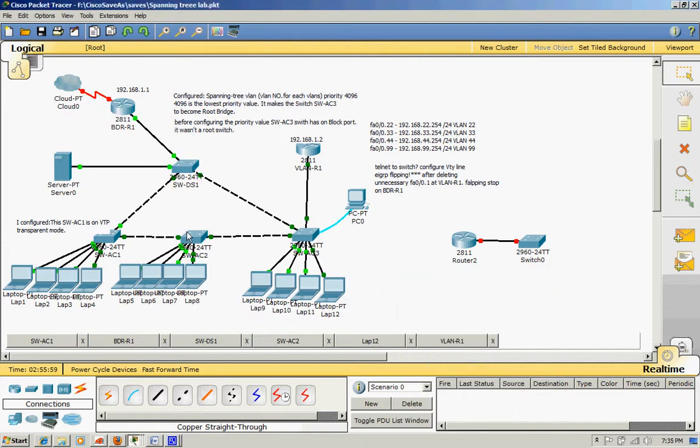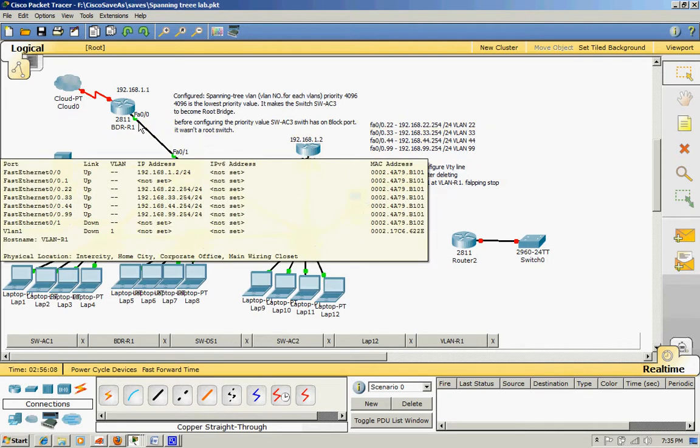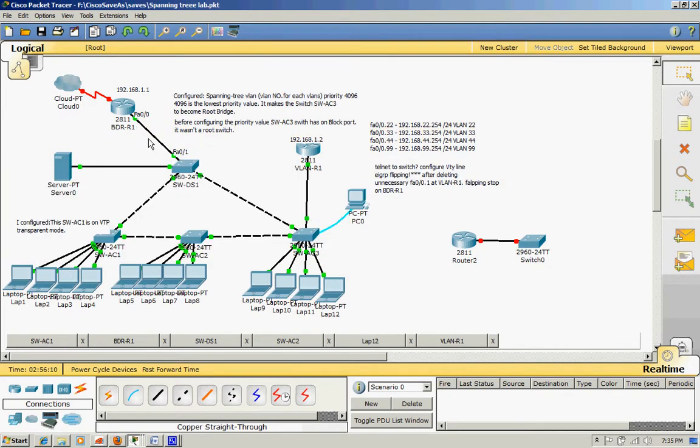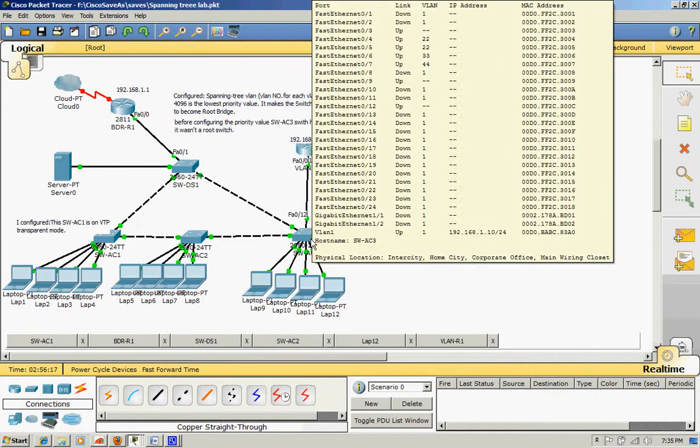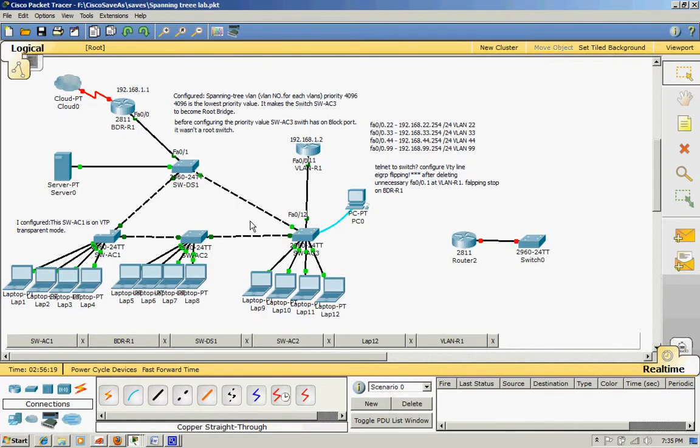Okay, in this scenario, I'm using EIGRP as a routing protocol between these two routers. Regardless of explaining the spanning tree protocol on these switches, first I want to show you one of the problems that I face.